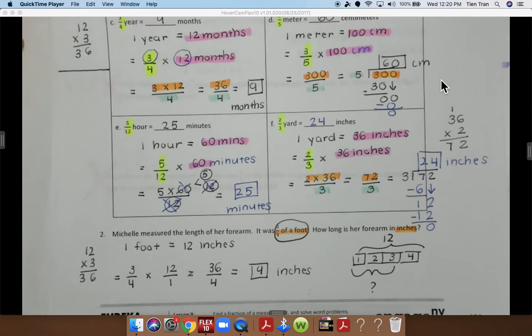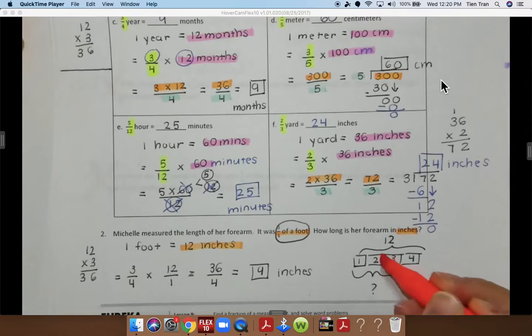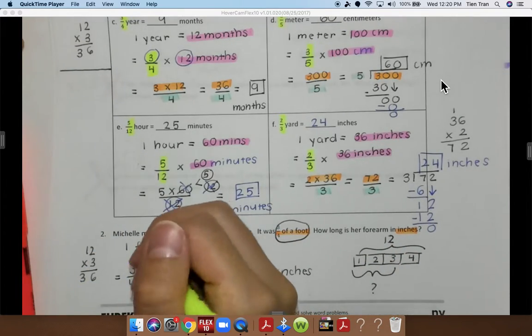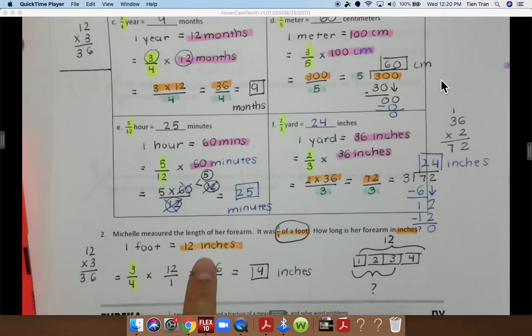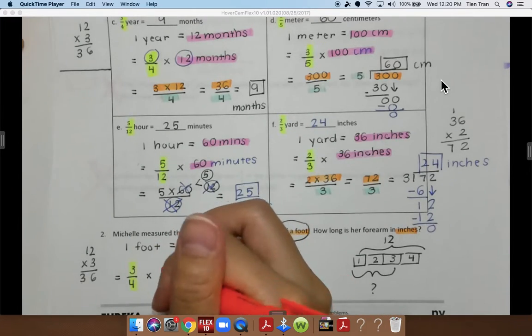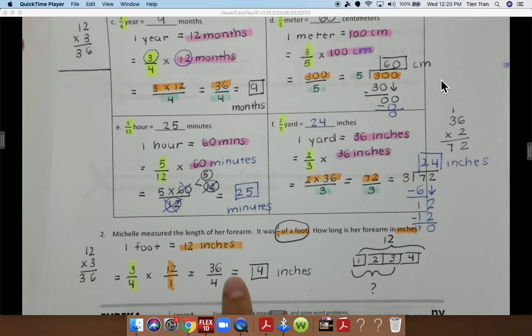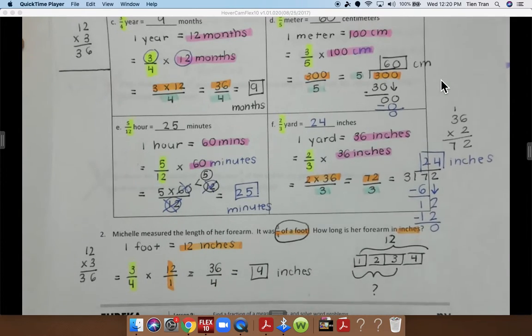So I'm going to multiply 3/4 of a foot. I have 3/4 right here, and I'm multiplying it times 12 inches. This is where that number 12 comes from. 3 times 12 is equal to 36. 4 times 1 is equal to 4. So 36 divided by 4 is equal to 9 inches. So our answer is 9 inches. That's how long her forearm is.